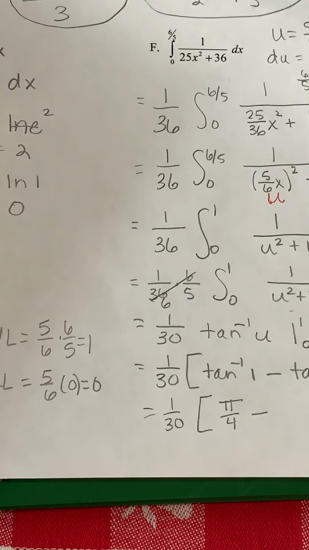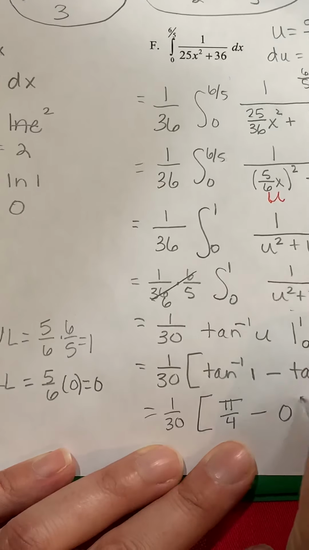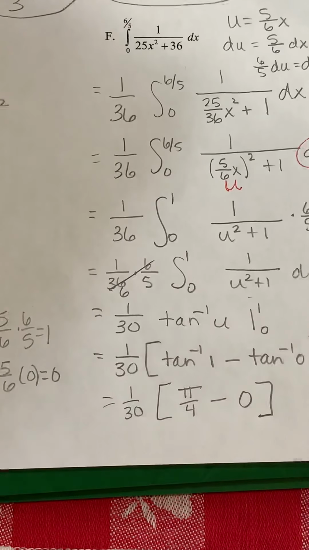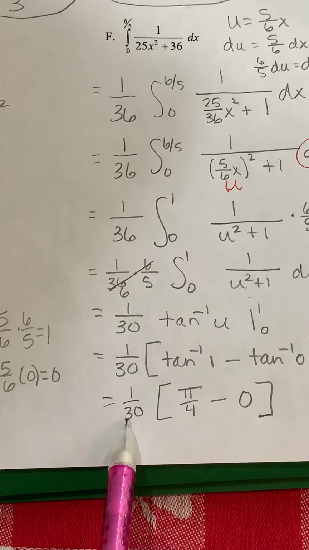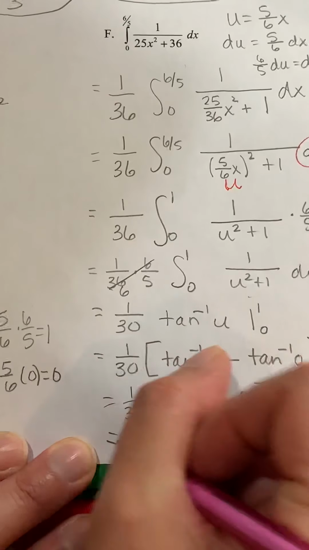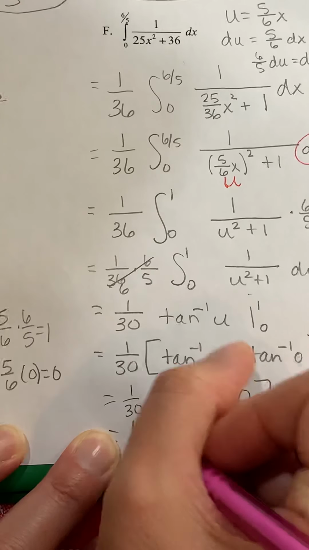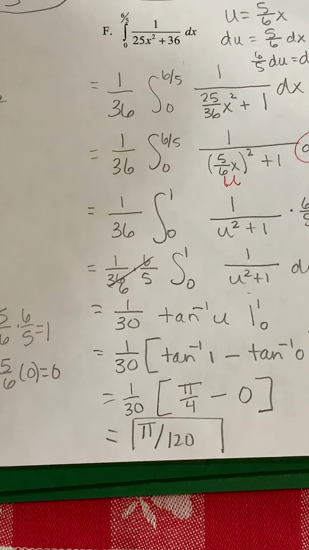If we do a similar thing for tangent inverse of 0, we're actually going to get the quadrantal value of 0 as our angle. So it really comes down to multiplying these out, and when we do that, we end up with pi over 120, and that completes problem F.